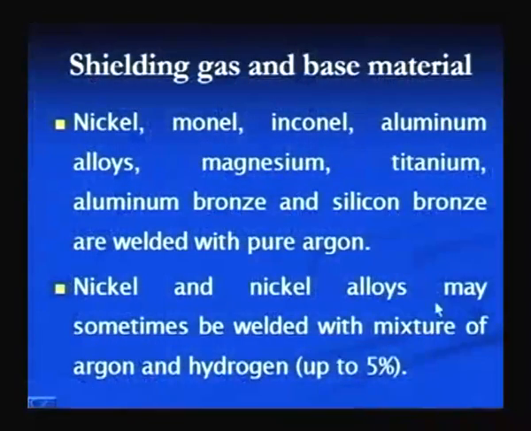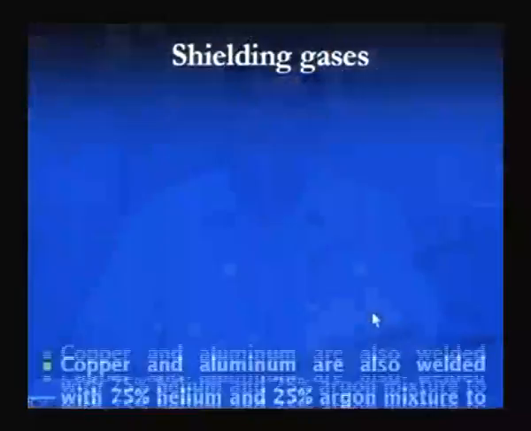Nickel and nickel alloys may sometimes be welded with a mixture of argon and hydrogen, because the addition of hydrogen helps the welding arc to burn hotter and increases the welding speed and the penetration. So, argon and hydrogen mixtures are also used to get the benefit of higher welding speed and deeper penetration in the welding of nickel and nickel alloys.